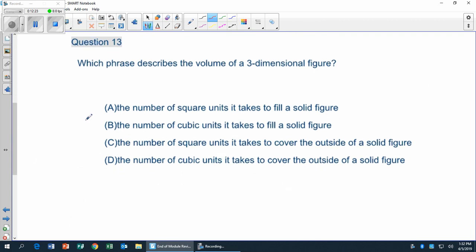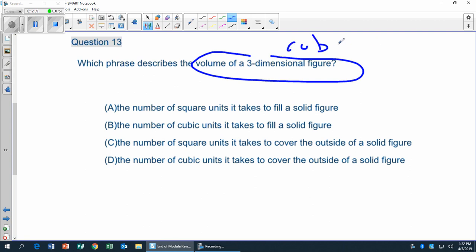Next, another multiple choice. Which phrase describes the volume of a three-dimensional figure? Well, when we're working with three-dimensional and volume, we know we need cubic. And we know that when we have square, it equals the area. So we know right away we can get rid of square and square.